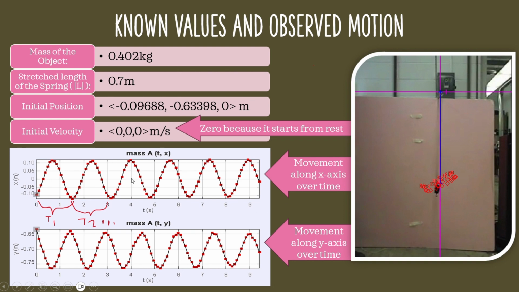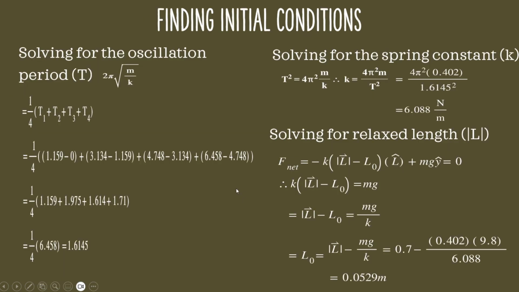So this is the graph of the movement along the x-axis over time, and this is the movement along the y-axis over time. And so how I took the periods was for it to be T1, T2, T3, and T4 respectively, to find an average period, which I found to be 1.6145.